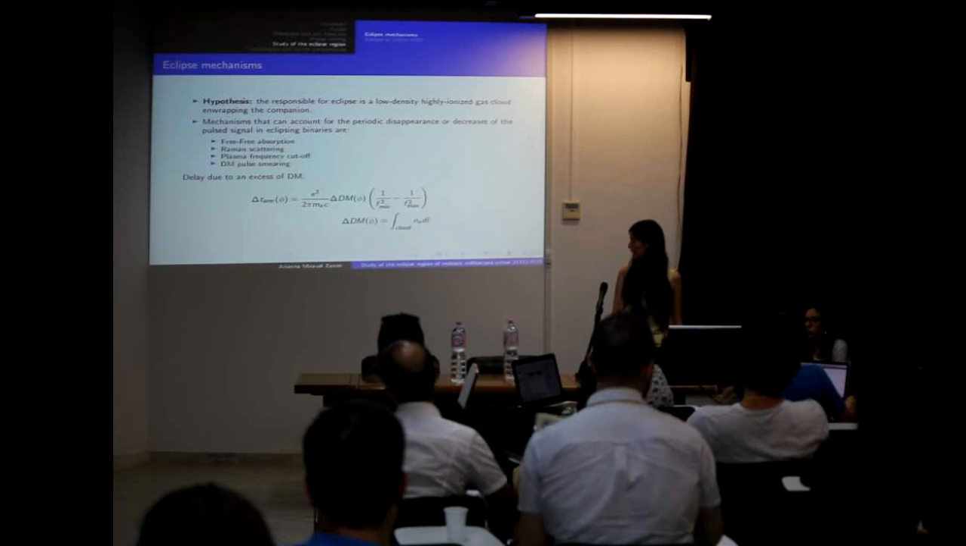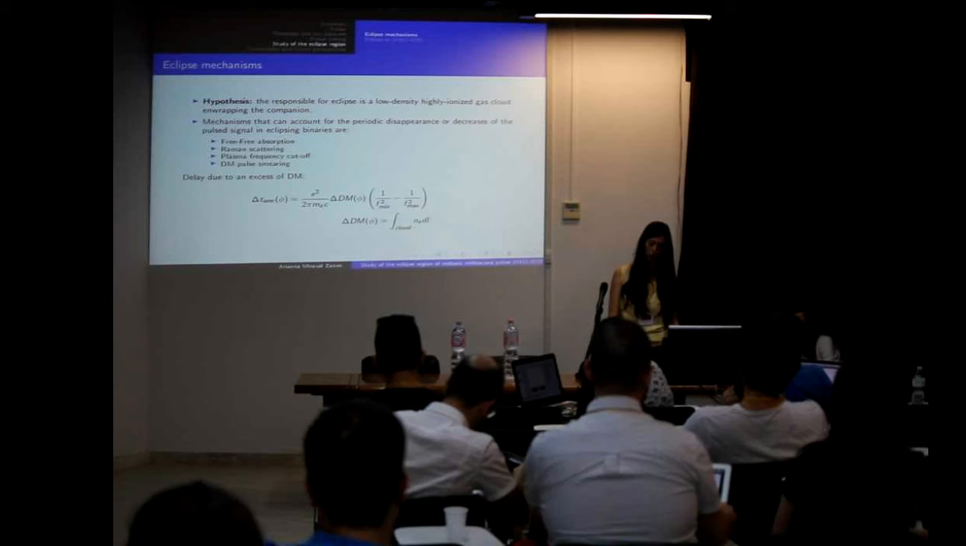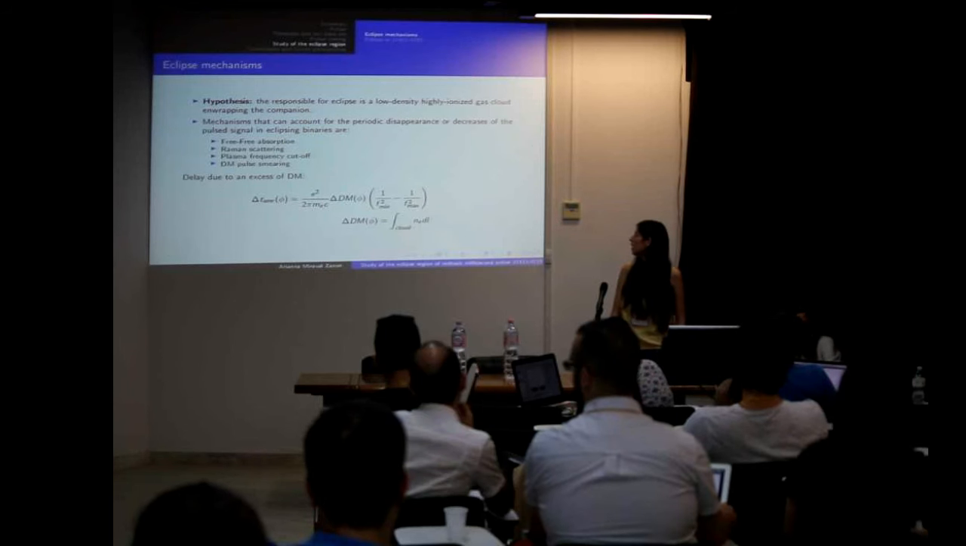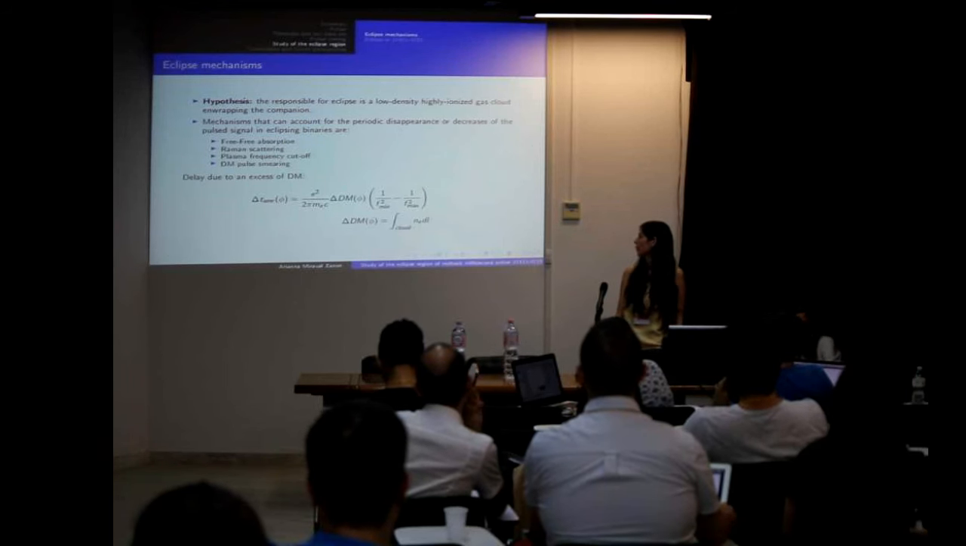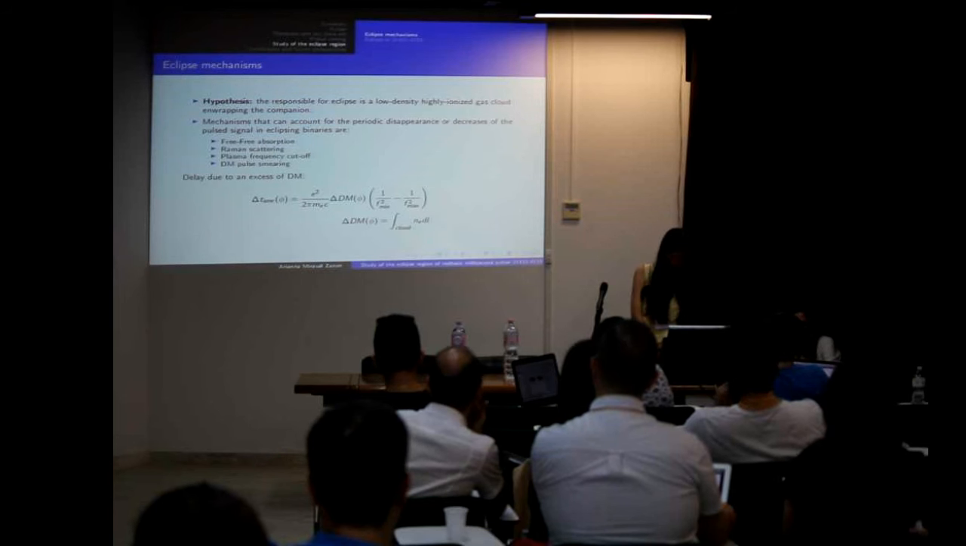In our case, we think that the delay is due to an excess of dispersion measure, and here we can see the formula: the delay depends on the variation of the dispersion measure, is an integral along the cloud, so only the region of eclipse, and also depends on the inverse of the frequency squared.